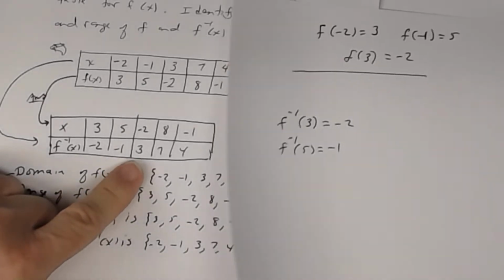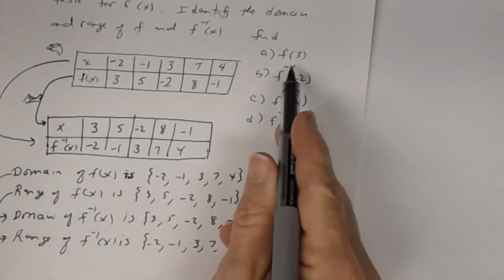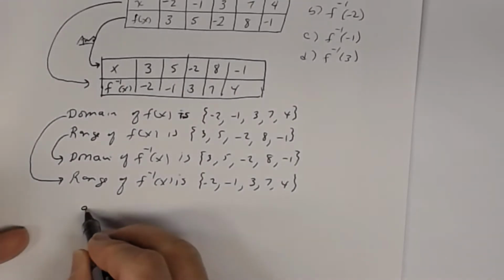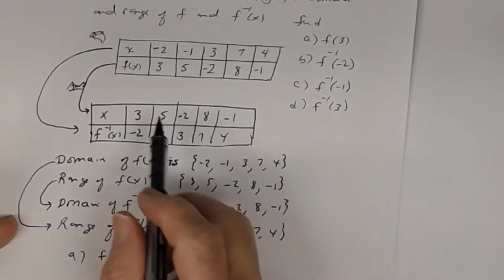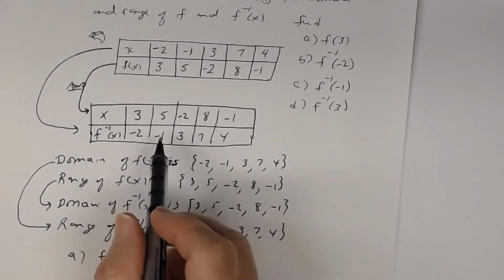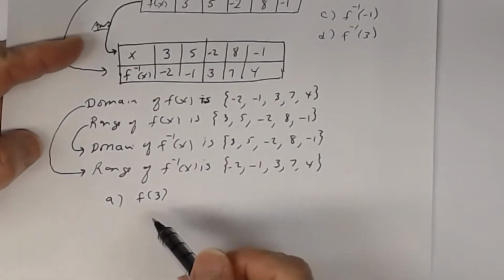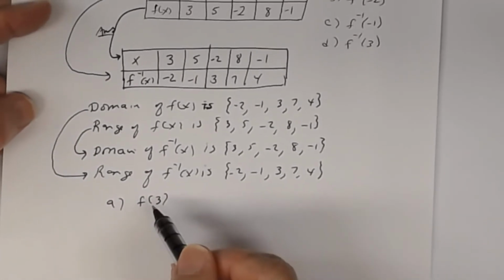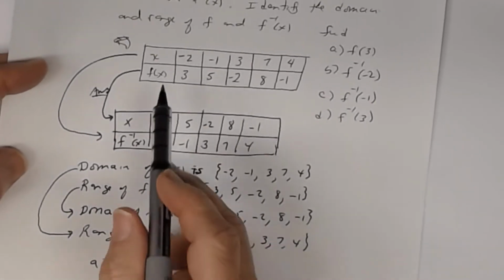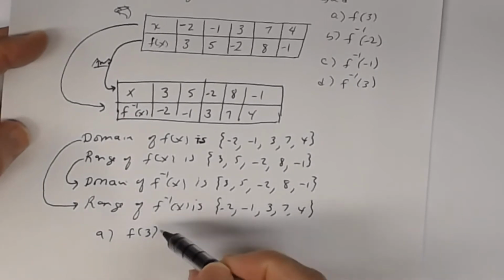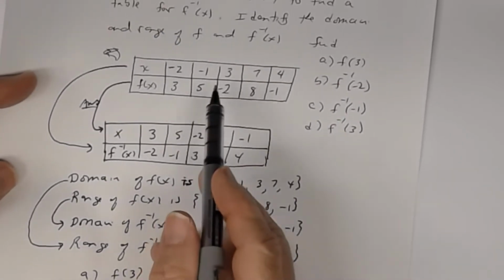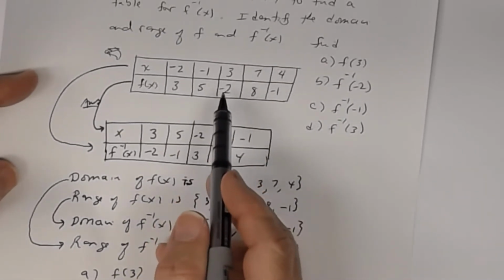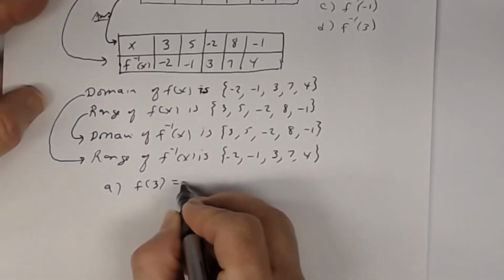Okay. Now let's answer these. Let's do the first one, letter A, f of 3. So remember you have two tables, right? You have a table for f of x and you have a table for its inverse. This is your function f here. It has nothing to do with the inverse, so make sure you use the correct table. So again, this says when x is 3, what is the y value of f of x? When x is 3, I find it here, the y value is negative 2. So the answer here is negative 2.